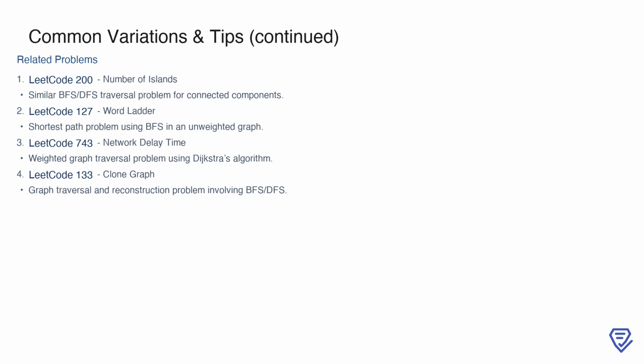This problem shares similarities with several other graph-related challenges that you might encounter. For instance, LeetCode 200, Number of Islands, involves BFS or DFS traversal to count connected components, making it conceptually similar. LeetCode 127, Word Ladder, is another shortest path problem but in the context of an unweighted graph. Then there's LeetCode 743, Network Delay Time, which focuses on weighted graph traversal and often requires Dijkstra's algorithm for an efficient solution. Finally, LeetCode 133, Clone Graph, is about graph traversal and reconstruction, which also involves BFS or DFS.